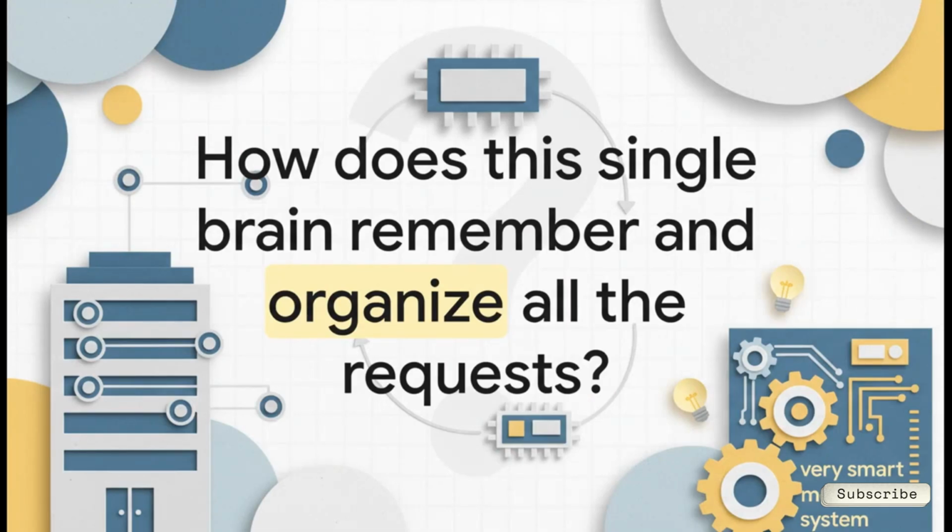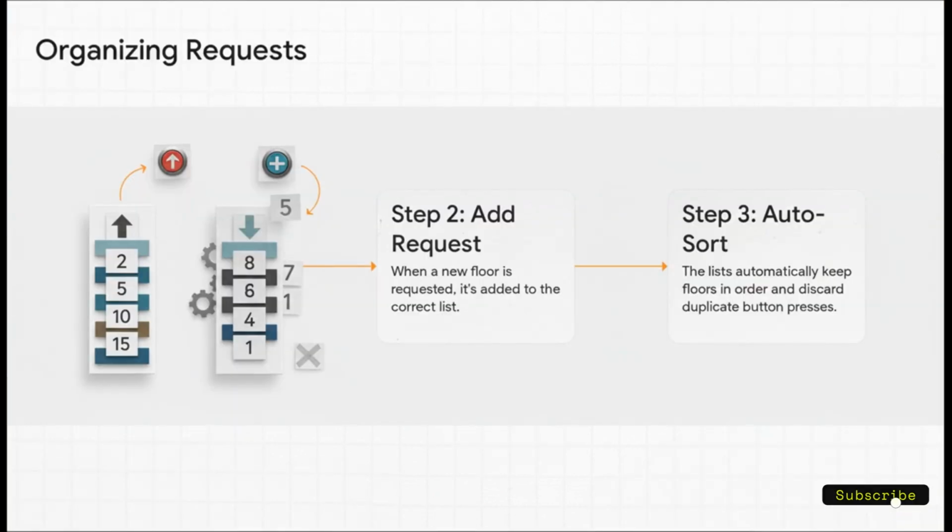Okay, so we've got one brain running the show. But how does it possibly keep track of every single button press, from every floor, from inside every elevator all at once? It's got to have a really smart way of remembering things. Well, a really clever way they do this is with a special data structure called a tree set. The brain keeps two of these lists running at all times, one for all the up requests and another for all the down requests. When you press a button, your floor number just gets added to the correct list.